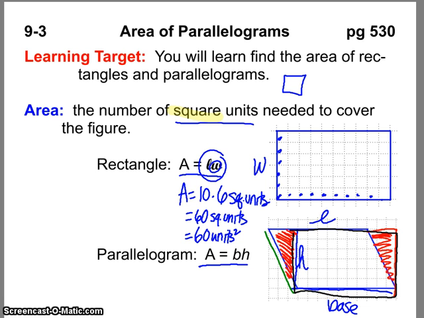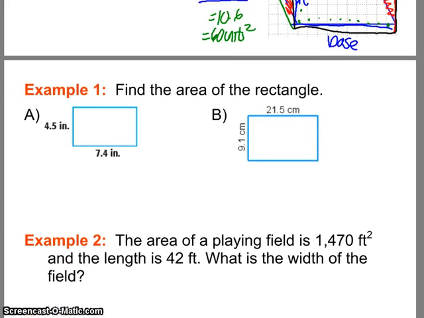So here, Panthers, our base, let's count. We have 1, 2, 3, 4, 5, 6, 7, 8, 9, 10. And our height, 1, 2, 3, 4, 5, 6 again. So once again, we have 60 units, and then we're going to square them. 60 square units. Okay, let's take a look at some examples.